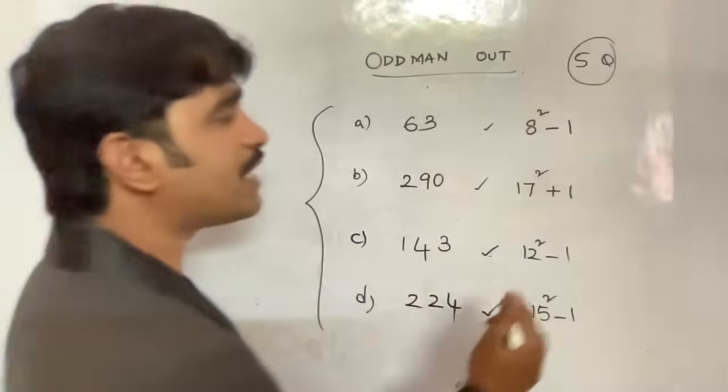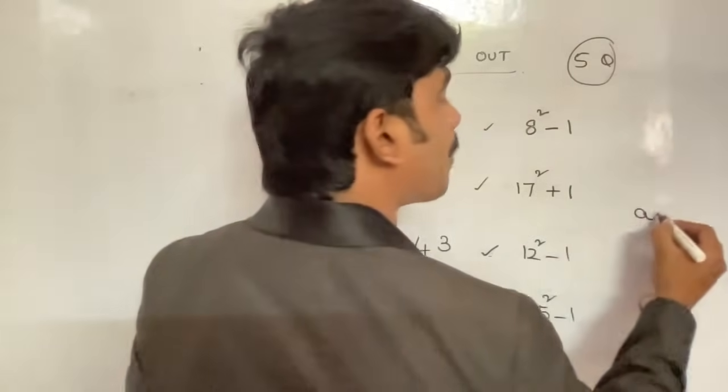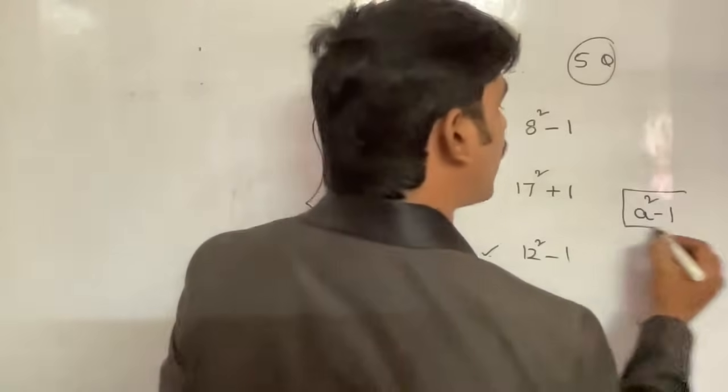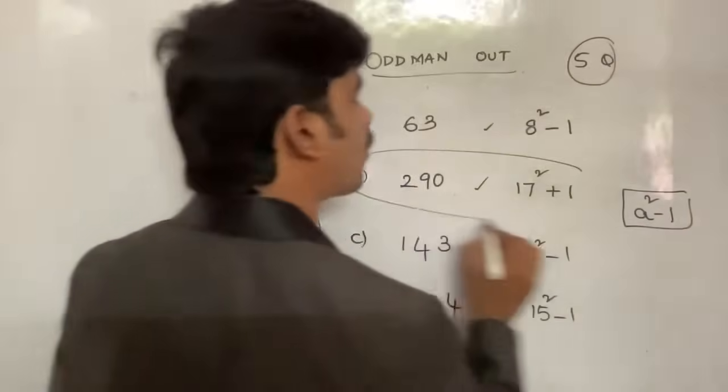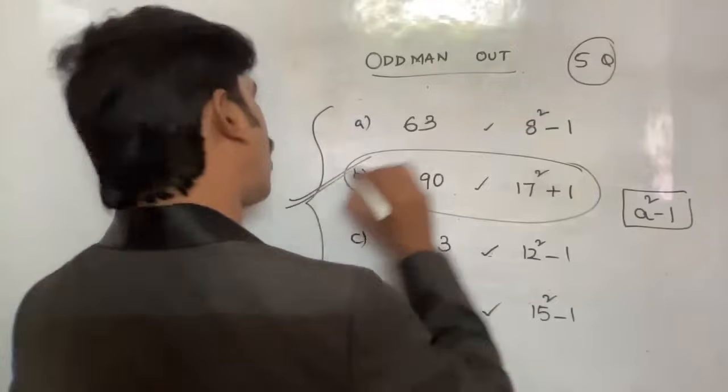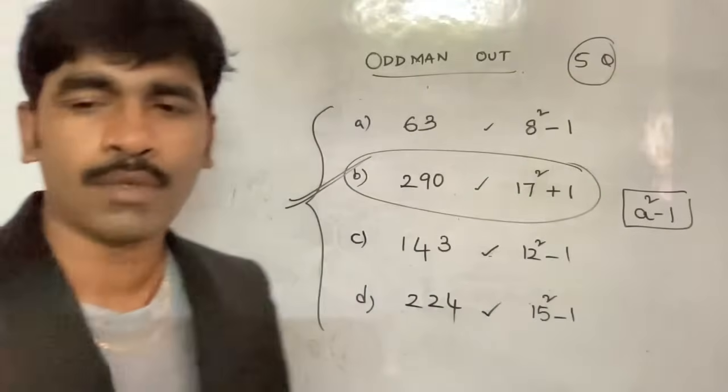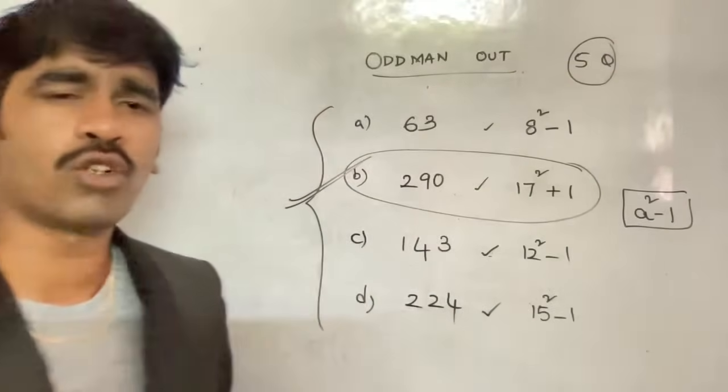So what is the logic here? All the numbers are in the pattern of a square minus 1, but this number is in the pattern of a square plus 1. That is the reason the odd man out is option B.